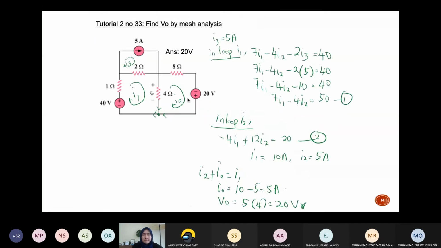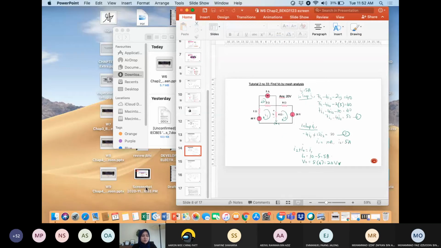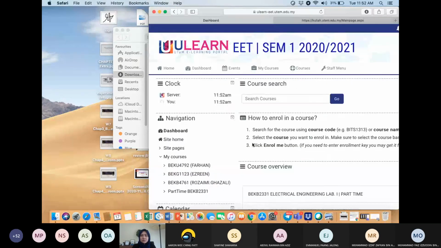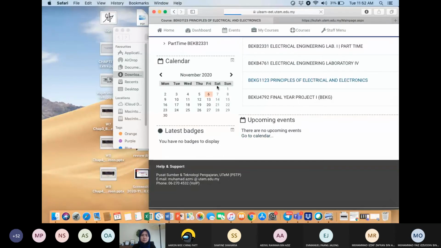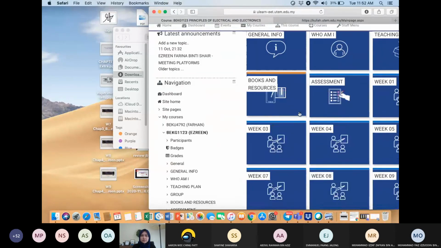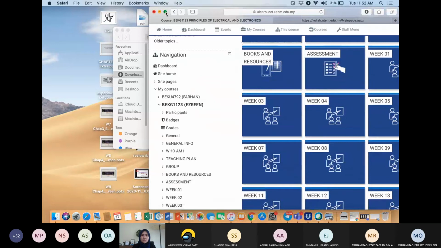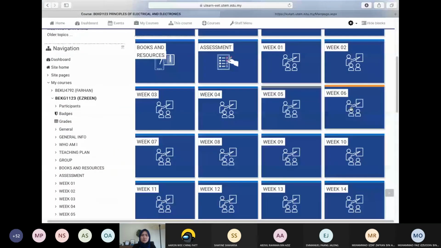This one, I don't want to discuss because this is your tutorial. Remember your tutorial, you have another 3 questions for you to solve. If you look at your ulearn, now is week 6. So this is week 6.